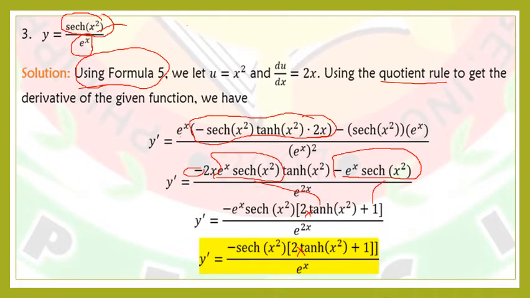So, since si e to the power of x, pwede natin siyang i-divide dito sa denominator natin. So, pwedeng isa na lang yung matira na e to the power of x sa denominator. So, we are left with e to the negative secant h of x squared times 2x tangent h of x squared plus 1, over e to the power of x. So, this is the derivative of the third example.